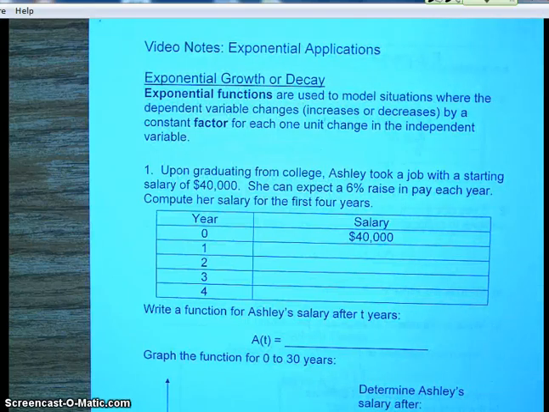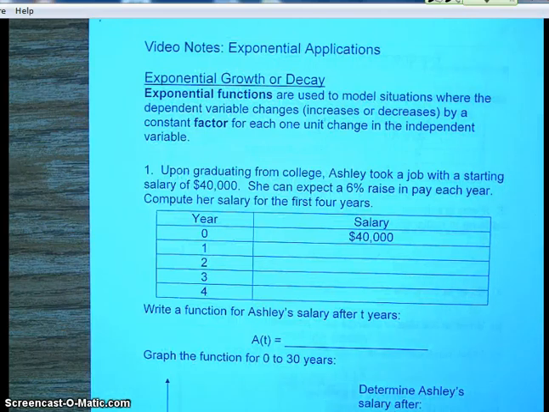Okay, we're going to look at exponential applications, starting off with exponential growth or decay. So we use exponential functions to model situations where the dependent variable changes, it could be increasing or decreasing, by a constant factor for each 1 unit change in the independent variable. So let's take a look at number 1 and see how this works.